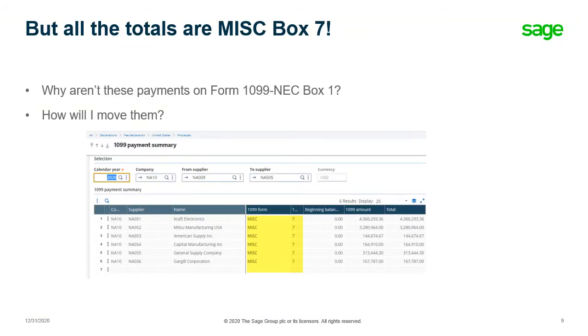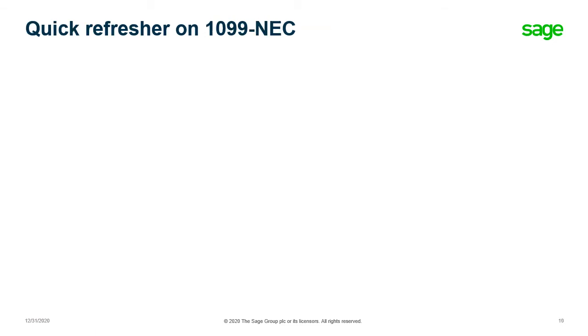Now you may have noticed on the 1099 payment summary that all my 1099 forms and boxes pertain to the 1099 miscellaneous. Why aren't these payments on Form 1099 NEC Box 1? How will I move them? So let's do a quick refresher on the 1099 NEC. And NEC is non-employee compensation.